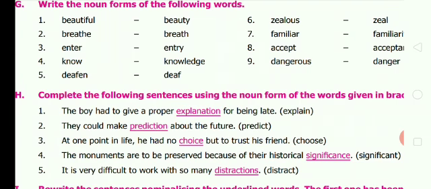First one. The boy had to give a proper explanation for being late. See, explain we have P-L-A-I-N, but in explanation I is left out. E-X-P-L-A-N-A-T-I-O-N. Second one. They could make prediction about the future. Third one. At one point in life, he had no choice but to trust his friend. Fourth one, the monuments are to be preserved because of their historical significance. Fifth, it is very difficult to work with so many distractions.